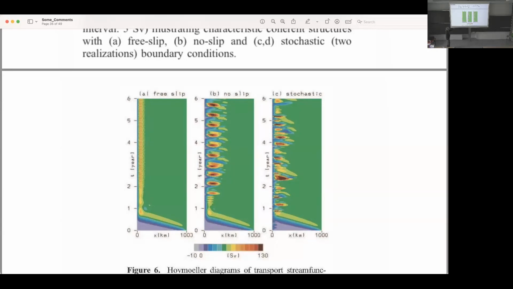And what we see here is the free slip, no slip, and the stochastic. It gives us a much different solution with a much broader band of phenomena, i.e. there's more energy and more frequencies in the stochastic solution than in the no slip or free slip case. And these eddies penetrate further into the interior. So this was a simple periodic channel.